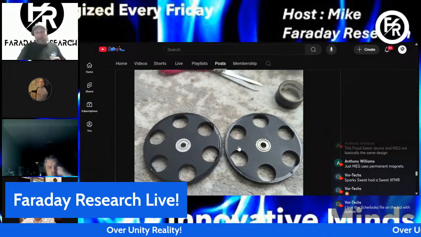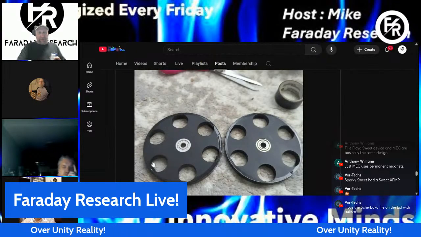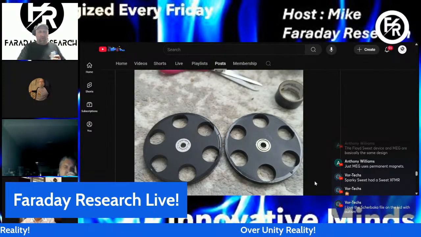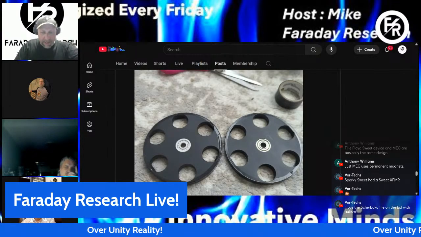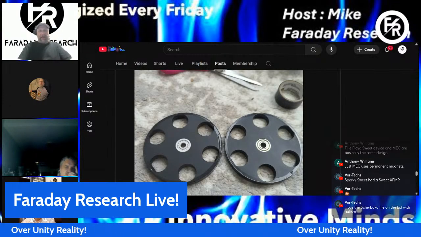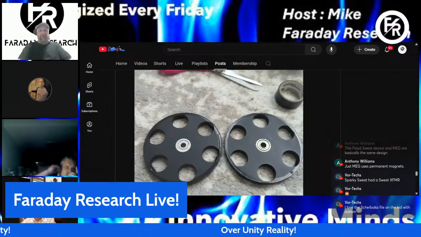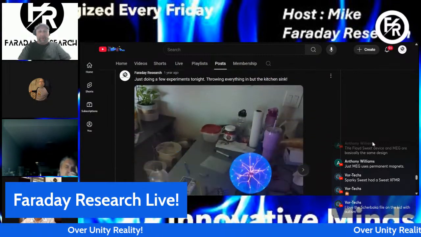Those are the wheels for my generators. I did those on the water jet. Those are actually water jet cut. Ceramic bearings? Nice. Yeah, you have to use ceramic bearings. If you use steel bearings, it's going to interfere with the motor and cause cogging.